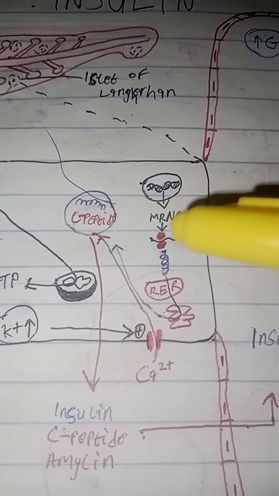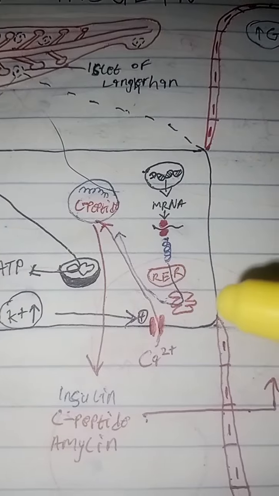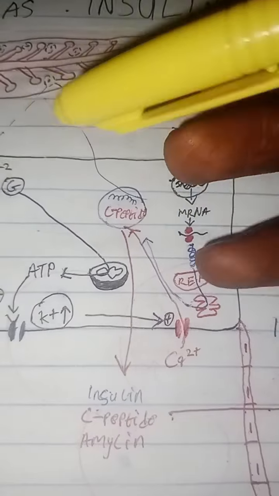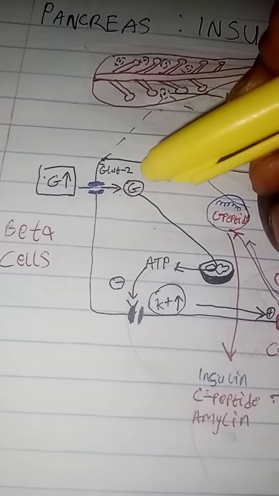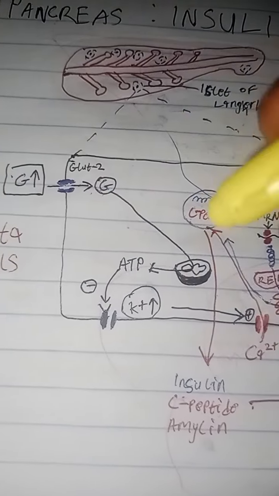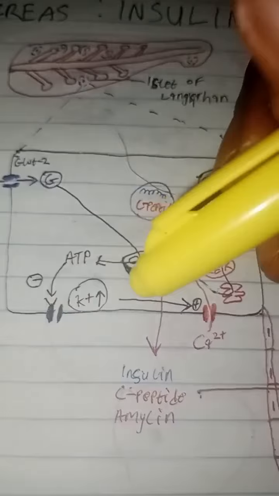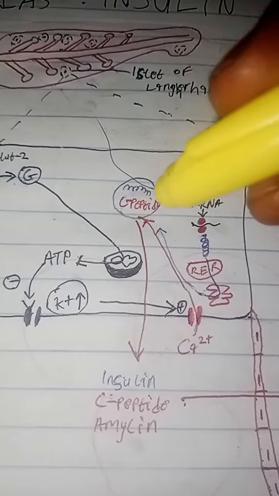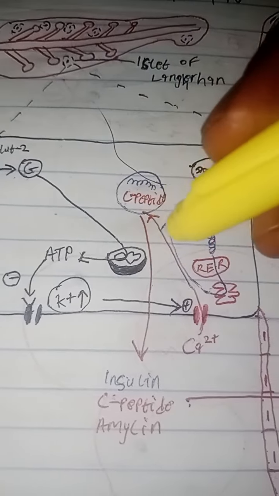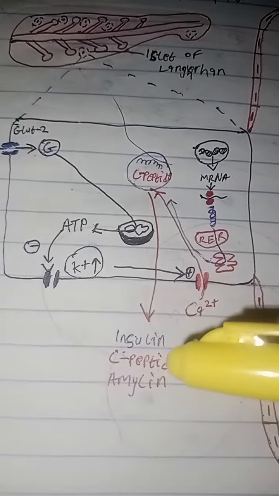So mRNA, then the ribosome creates the protein, the rough ER modifies it, the Golgi body modifies it further, and then you have insulin and your C-peptide. Then glucose goes to the cell and, through different processes, produces ATP. ATP inhibits this potassium channel. This inhibition causes sensitivity of this calcium channel, allowing calcium to activate the SNARE proteins in the vesicle, allowing for exocytosis of insulin, C-peptide, and amylin.